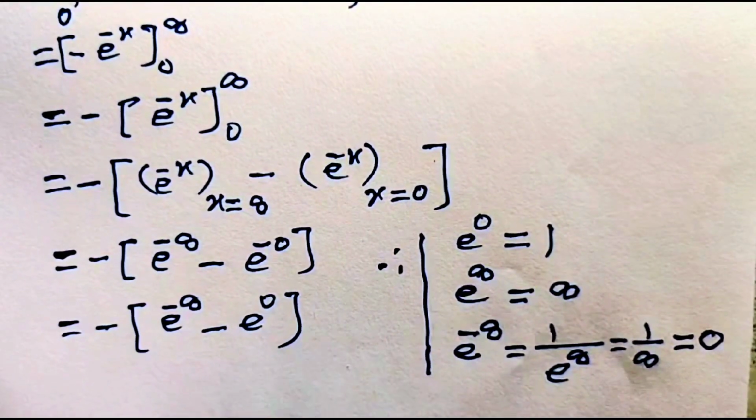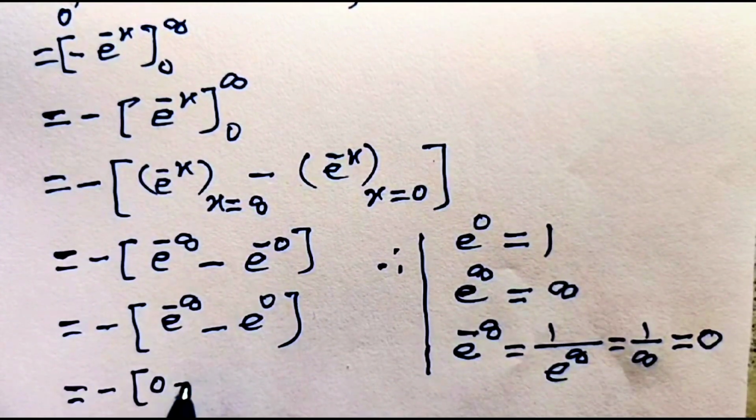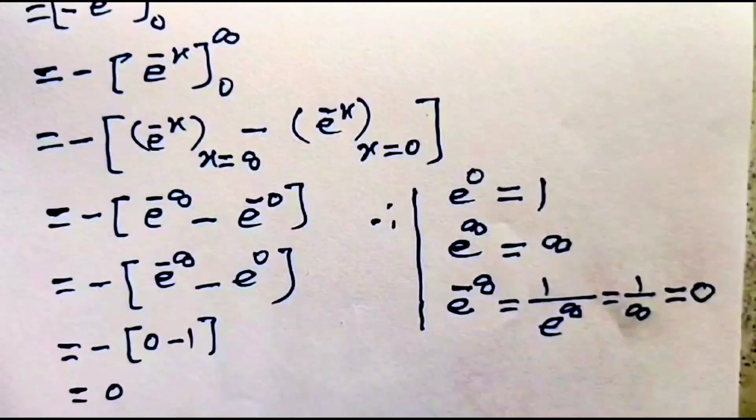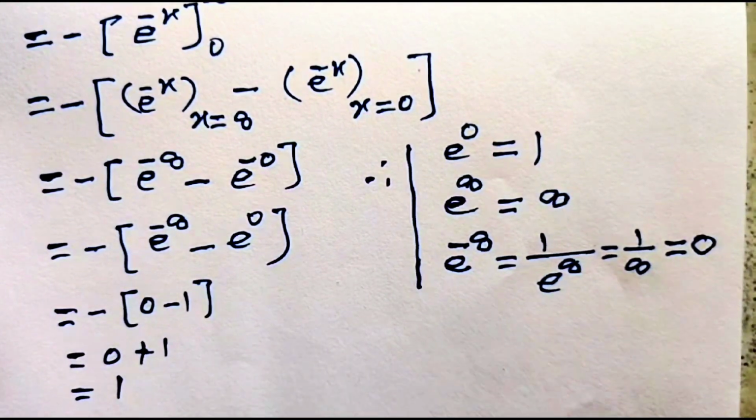Put here in this bracket. So this is equal to minus of 0 minus 1. Now multiply this bracket by the minus sign. So this is equal to 0 plus 1, and 0 plus 1 is 1. So this is equal to 1. This is the answer.